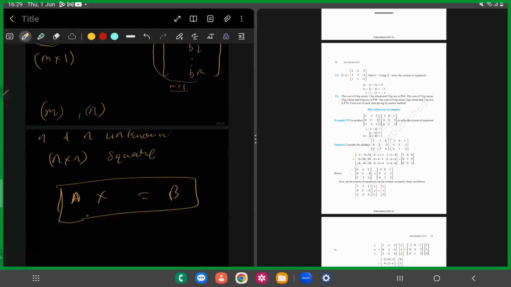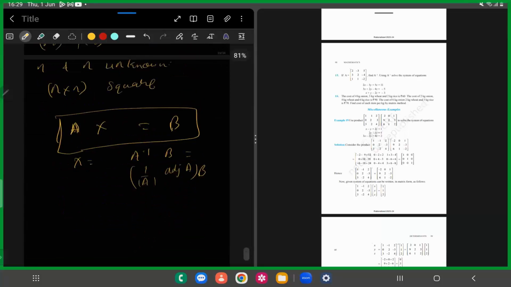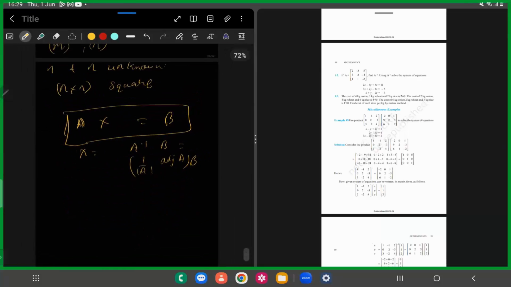So one thing you can do is multiply by A inverse on both sides, and you will get X equal to A inverse B, where A inverse is equal to 1 by determinant of A times adjoint of A. So this is a direct result, but a lot of caution is required while doing this, because we don't know what type of matrix A is. The matrix A might not always be invertible.